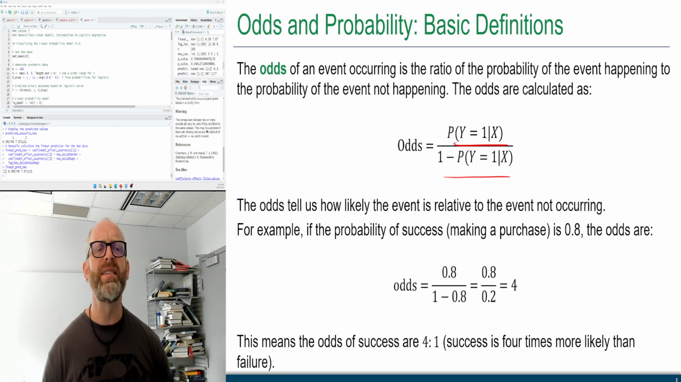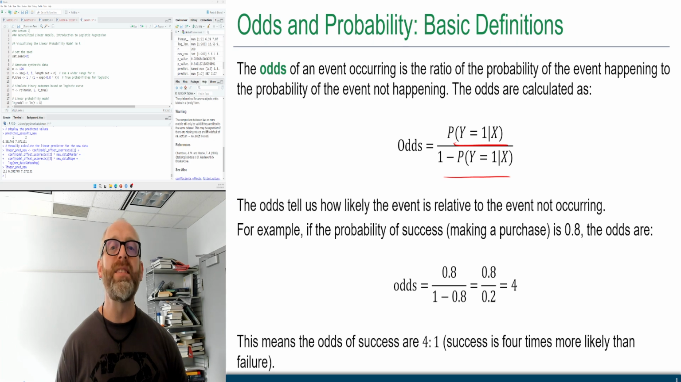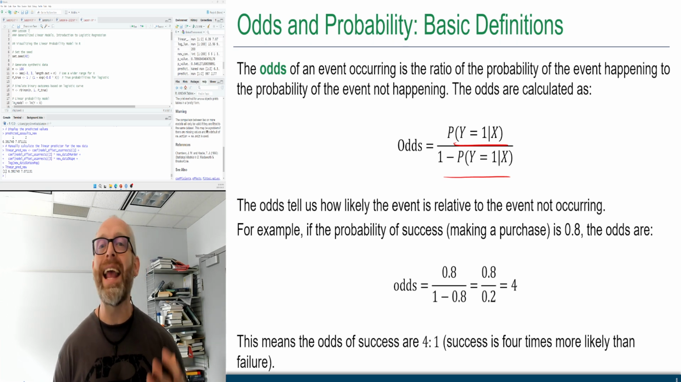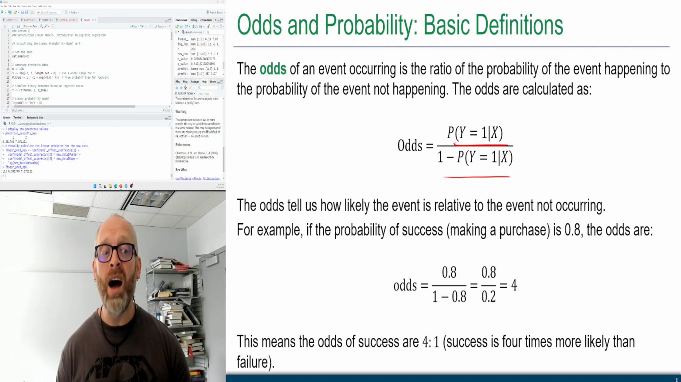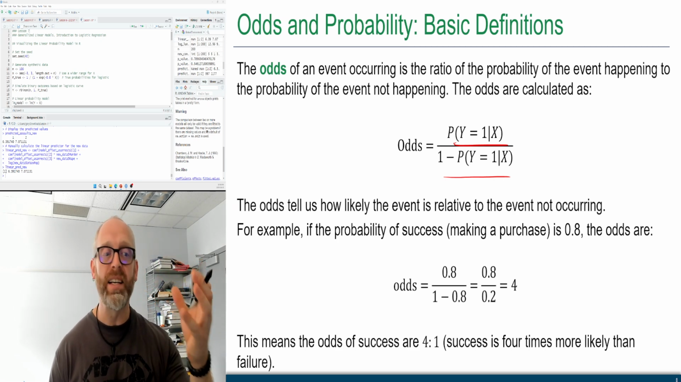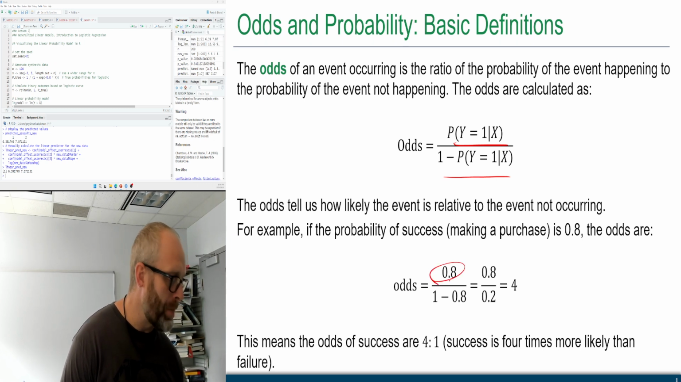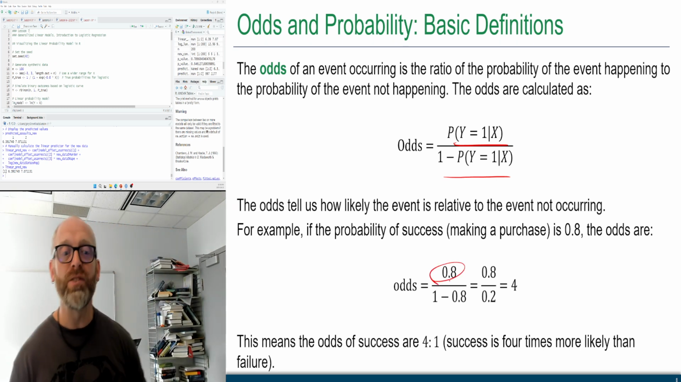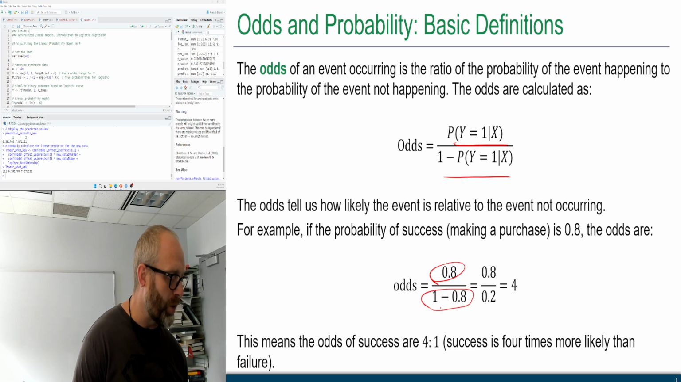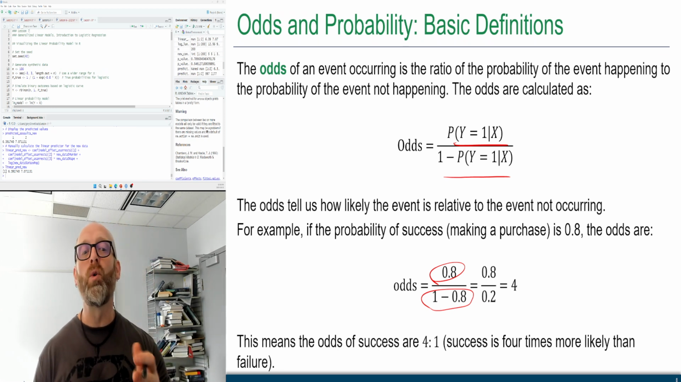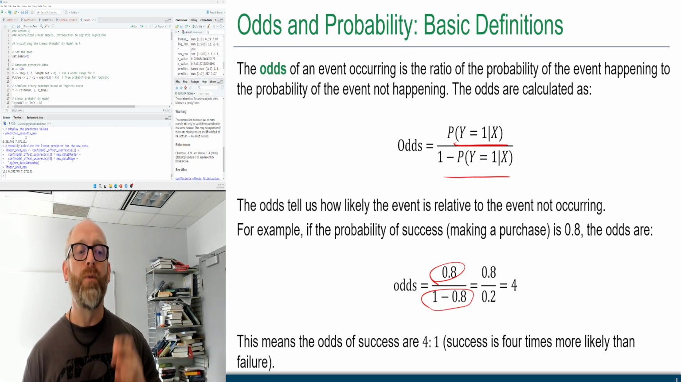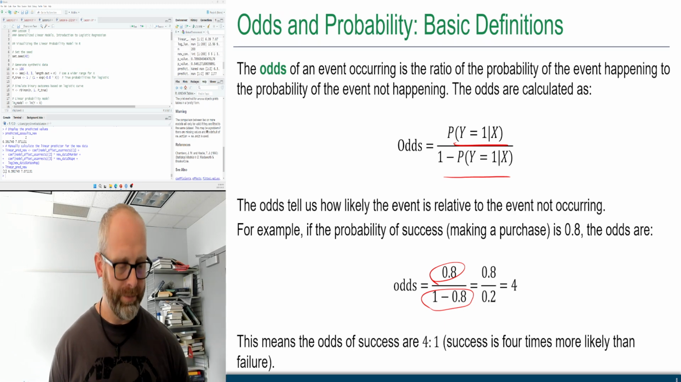Just a quick, simple example here. If the probability of success, say of making a sale, is 80%, so if we ran this experiment over and over again, 80% of the time we would be making a sale, what are the odds of this? The probability of success, the 80%, is in our numerator. Our denominator is the probability of failure, 1 minus our success, so 1 minus 0.8. That's 0.8 over 0.2, which gives us 4. So that is 4 to 1 odds: 4 successes to every loss.